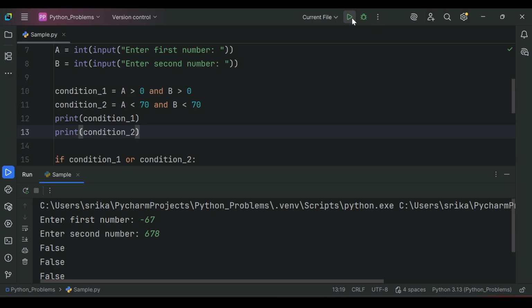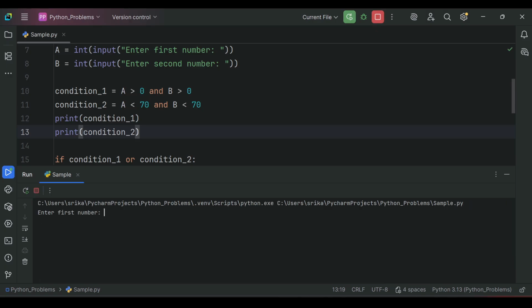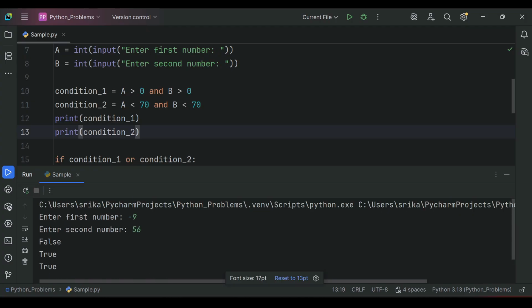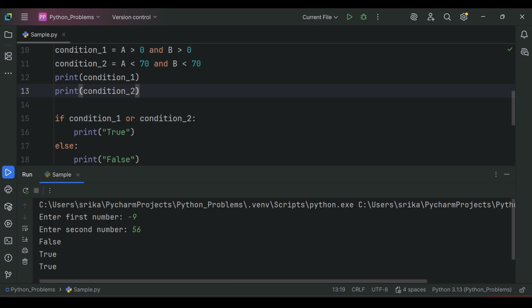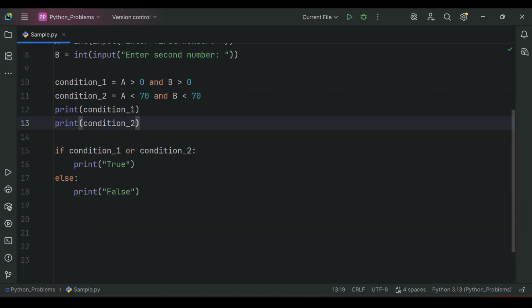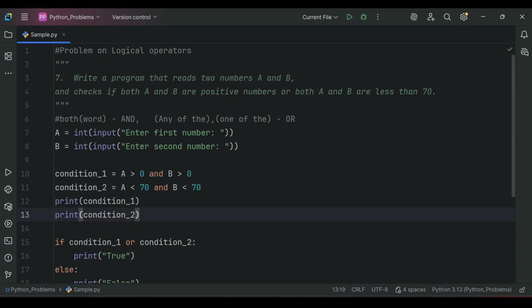We will see one more. Minus 9 and 56. See here, the first condition is false and the second condition is true. If any one condition is true, the output should print true. I hope you understand, friends. This is the problem. Next we will see the next problem.